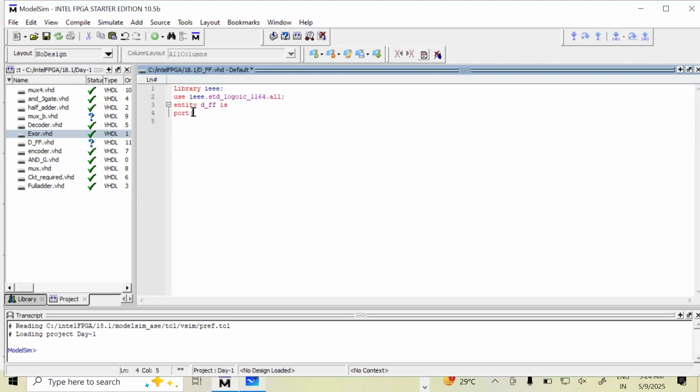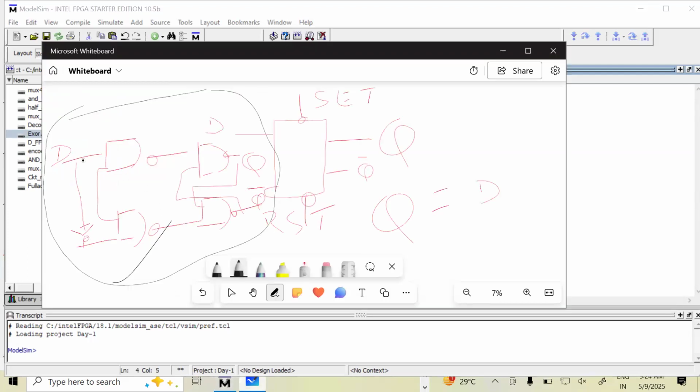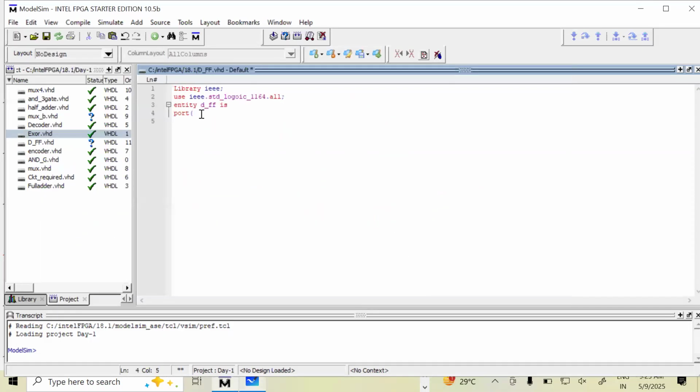Now at port, the input is D only. If you are considering this block diagram, you can see it has one input D and one RST. RST you have to take care of as an input. So just taking D comma RST as in STD_LOGIC.